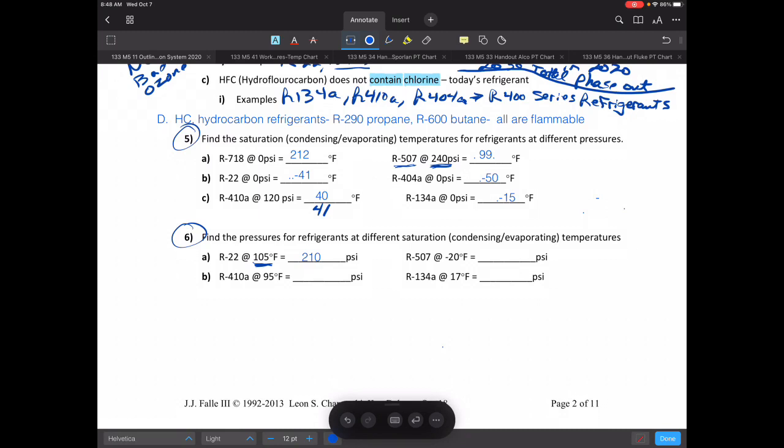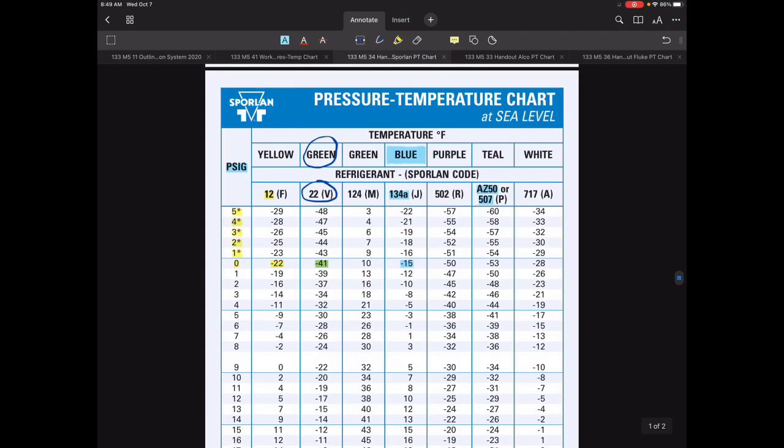So R507 at minus 20. R507, another one of those refrigerants you might remember from up above, we listed that as R507. Here we're going to look at it at minus 20. I'll go back to the Sporlan chart. And again, 507 at minus 20, that's also AZ50.